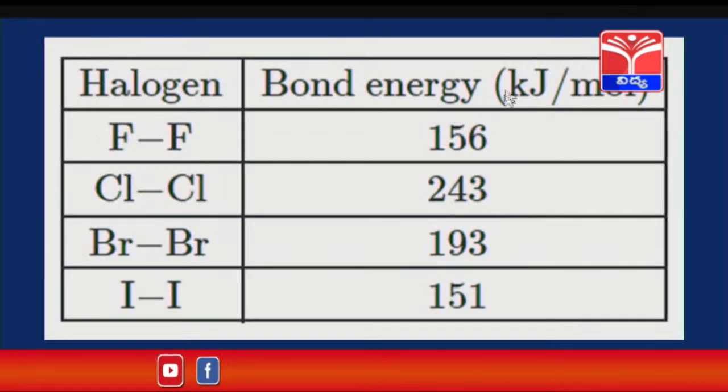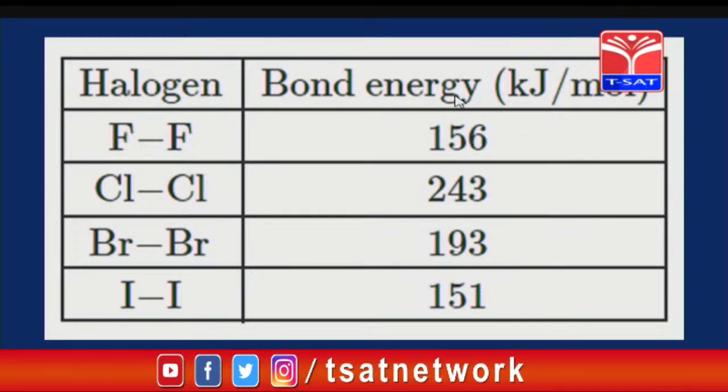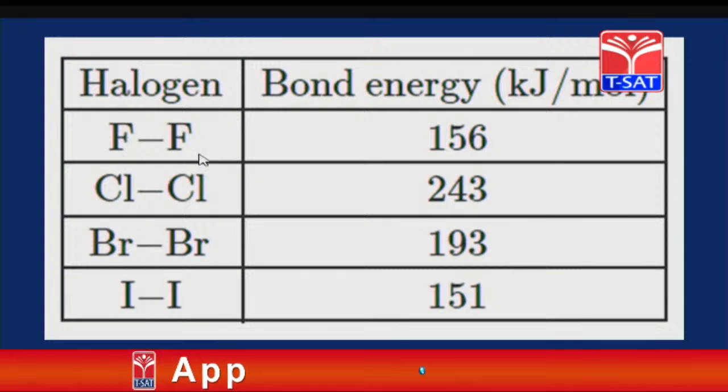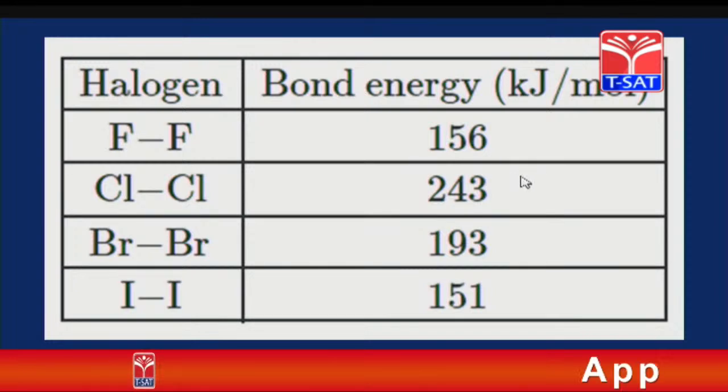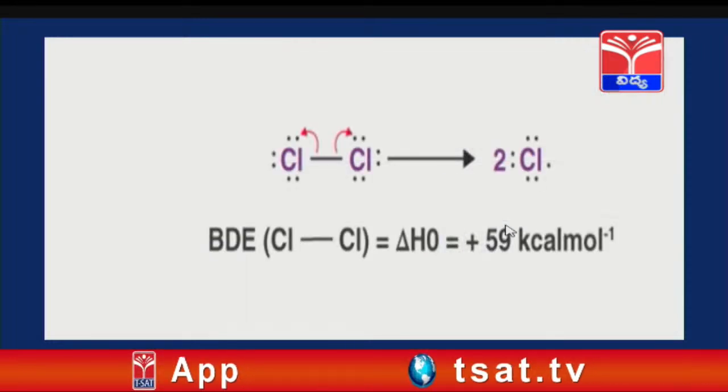So, it is measured in the units of kilojoules per mole, and if you look at the bond energies, here F2 is fluorine molecule, and the energy which is required to break the bond present between the two fluorine atoms is 156 kilojoule per mole, and if you want to break the bond present between the two chlorine atoms in a chlorine molecule, it is 243 kilojoule per mole. So, in this way the bond dissociation energy to break the two chlorine atoms is 59 kilocalorie per mole.